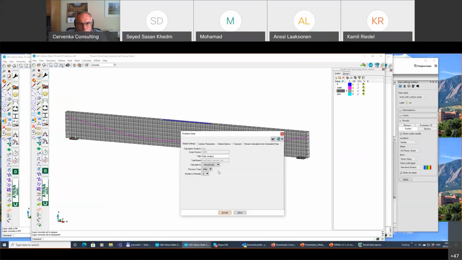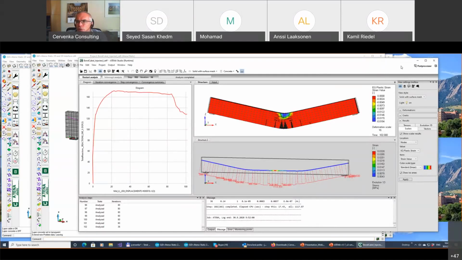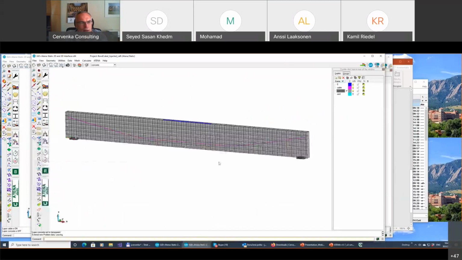I will also check whether I'm running in ATENA Studio 64-bit version. And I can define that I want to use some parallel processing. In this case, I want to use the 6 processors on my computer. So I start the analysis. It tells me it is running. Okay, that's because I was trying it before you joined me. But let me close this. And I start it again from the beginning. So I start the analysis again.